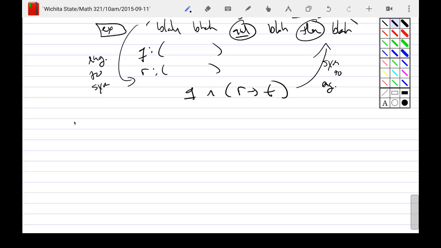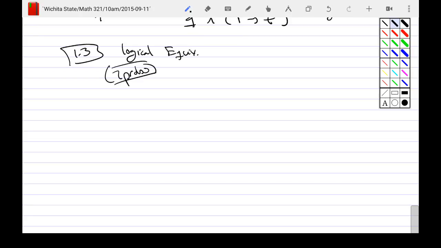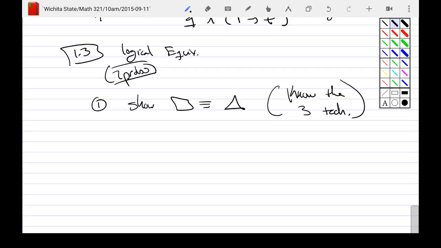All right, 1.3 is logical equivalences. There will be two problems here as well. The first problem is going to be, you're going to show that two things are logically equivalent, and you should know the three techniques. What are the three techniques to show a logical equivalence? Step one is a truth table, a tautology. Step two, show that in the exact same conditions the two sides are true, or the exact same conditions the two sides are false. And the third is use older logical equivalences. We have these three techniques.